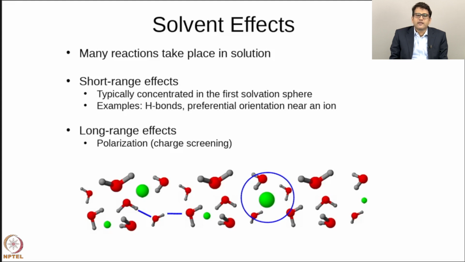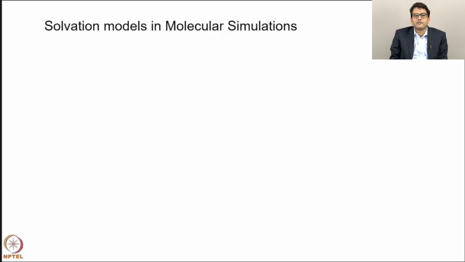Now, the second thing is the long range effect. Among them is polarization. Basically, the presence of the solvent polarizes the solute, and the solute can in turn polarize the solvent. So, this kind of effect can be pretty long range, and sometimes to get many properties right, you need to take care of this long range polarization pretty accurately, especially if you are dealing with an excited state or treating a charged molecule.